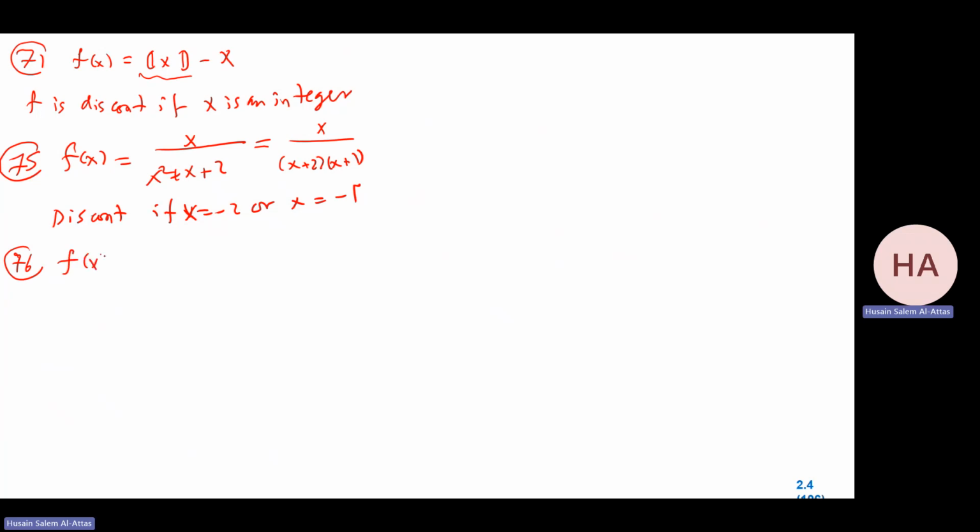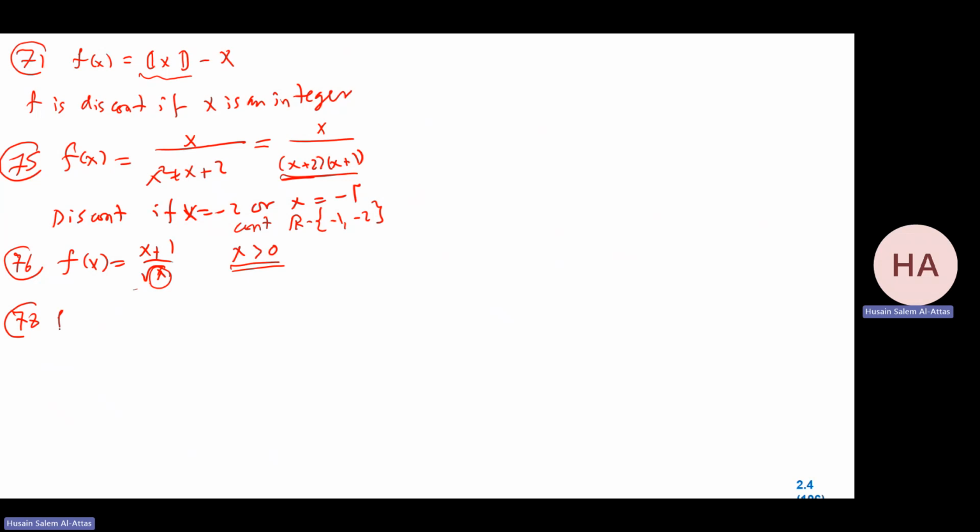Okay. 76. f of x equal 1 over the square root of x. Actually, we're looking for the domain. So what is the domain here? I need this to be positive. x is greater than 0. That's it. So the function is continuous if x is greater than 0. Okay, same thing, I need the domain here. It's continuous for all real numbers except -1 and -2. So it's the same.